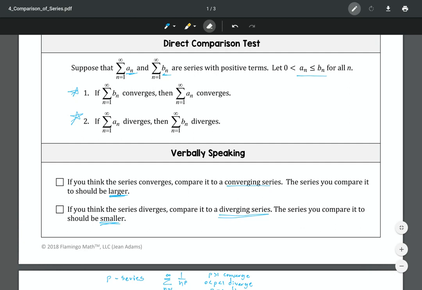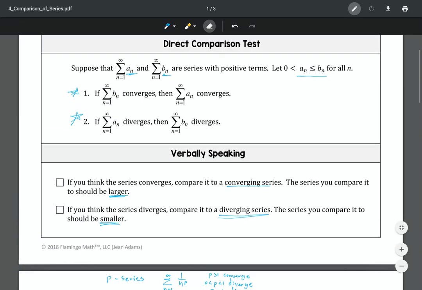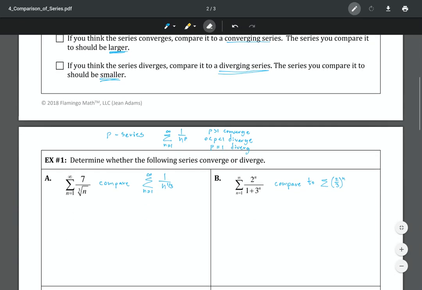So if a series is converging, then compare it to a converging series. The series you compare must be larger, all right? Now, if you think a series diverges, then compare it to a diverging series. The series you compare it to should be smaller, right? So this is how you use the comparison test.